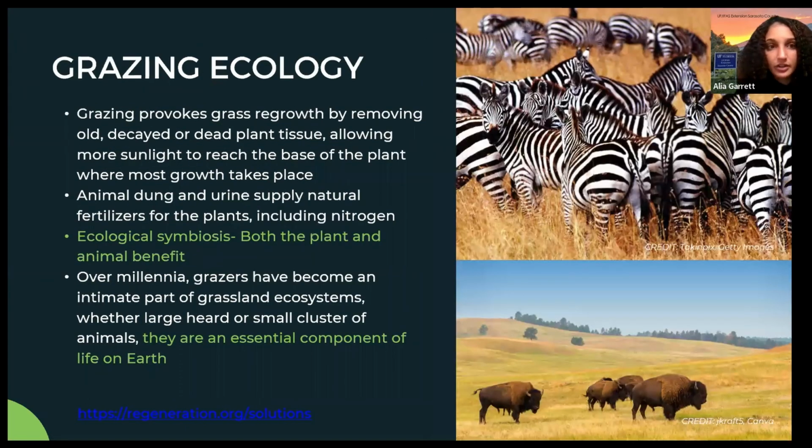So grazing ecology. Grazing provokes grass regrowth by removing old, decayed, or dead plant tissue, which allows more sunlight to reach the base of the plant where most growth takes place. So animal dung and urine also supply natural fertilizers to the plants. This is ecological symbiosis. Both the plants, the grasses, and the animals benefit. So over millennia, grazers have become an intimate part of grassland ecosystems. Whether a large herd or a small cluster of animals, they are an essential component of life on Earth.